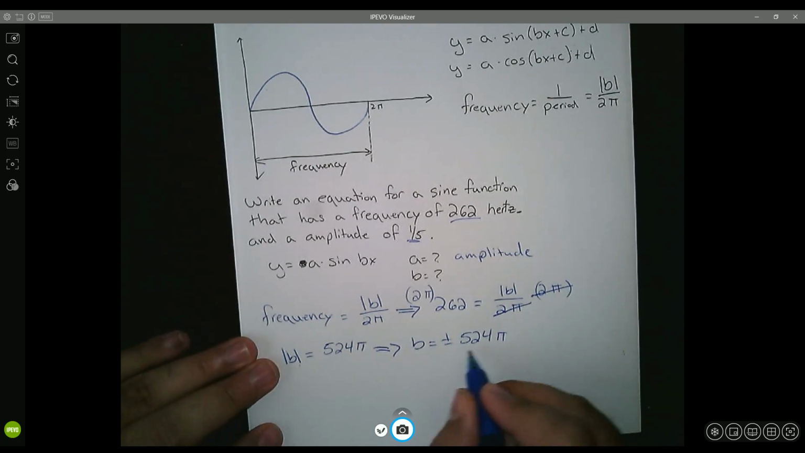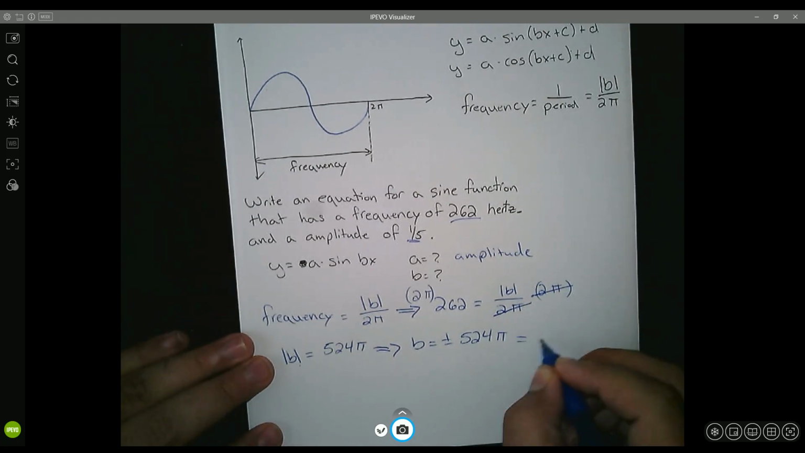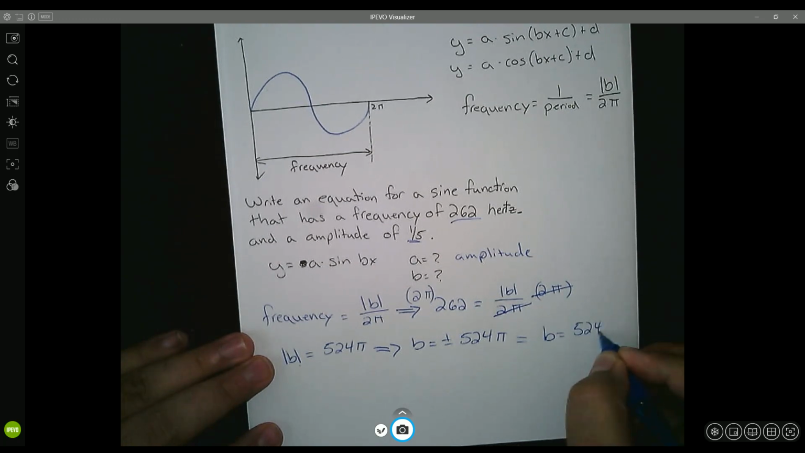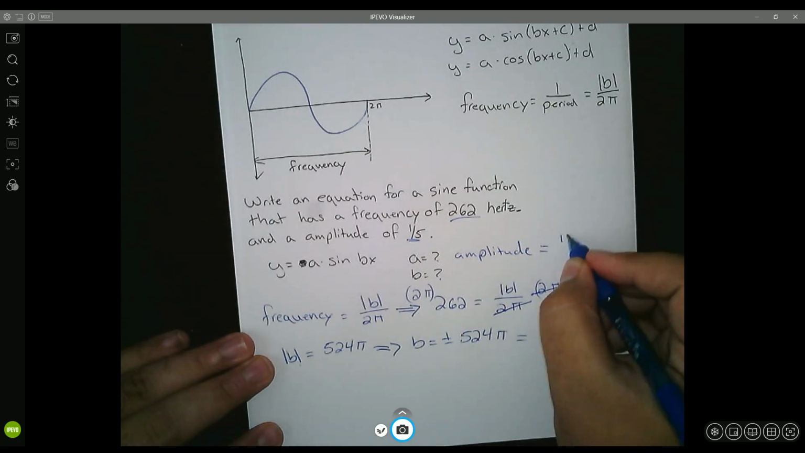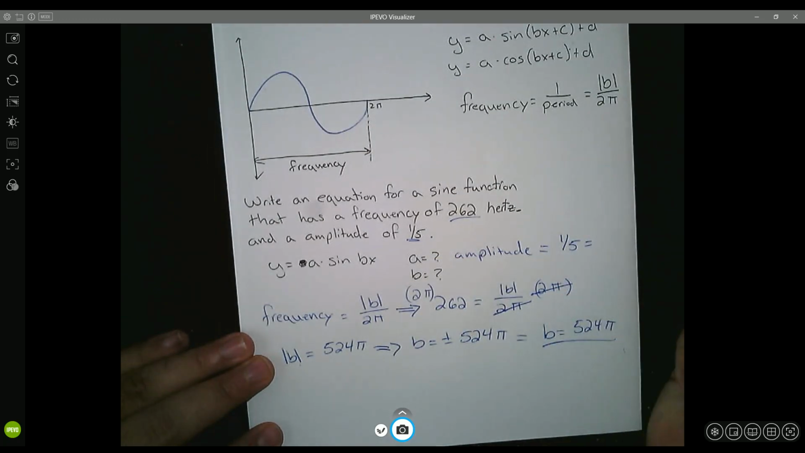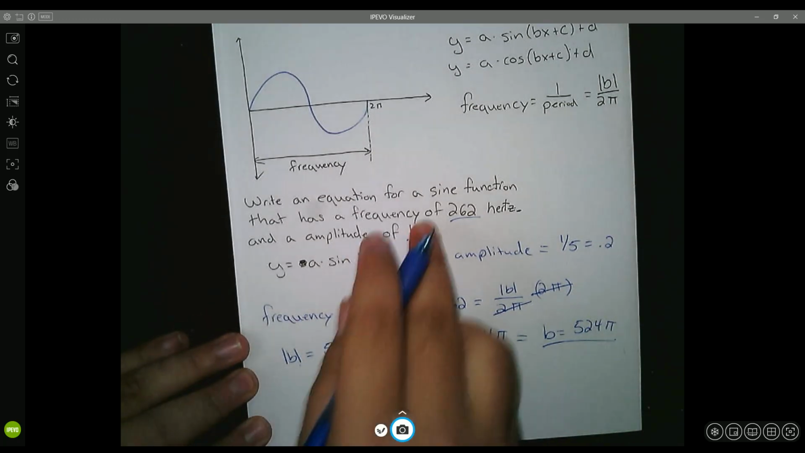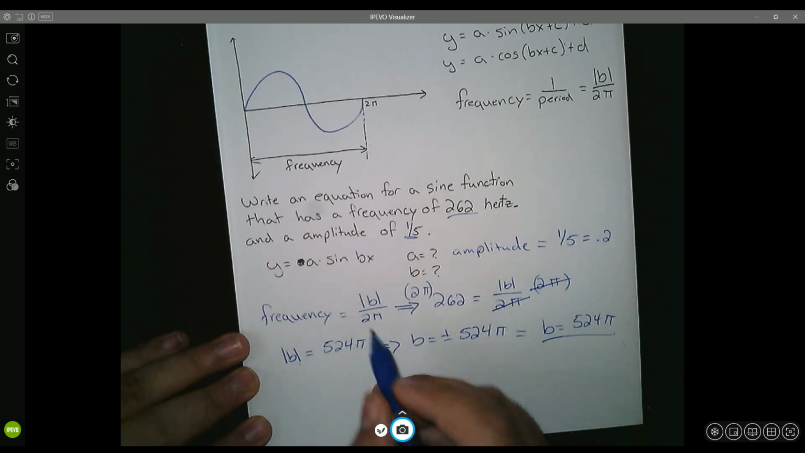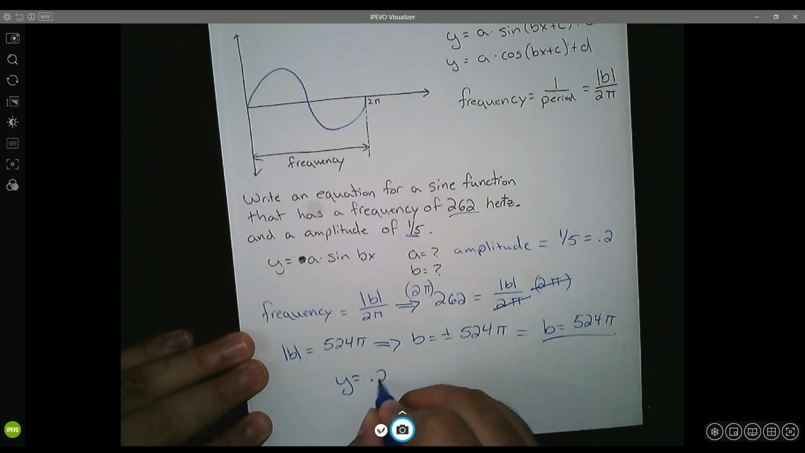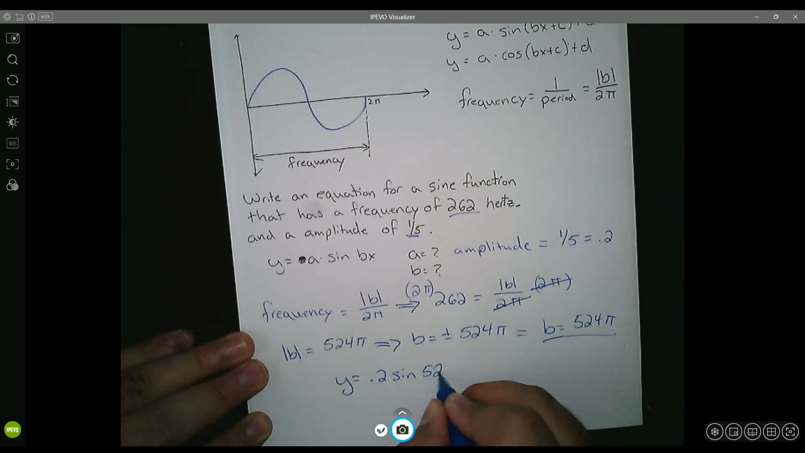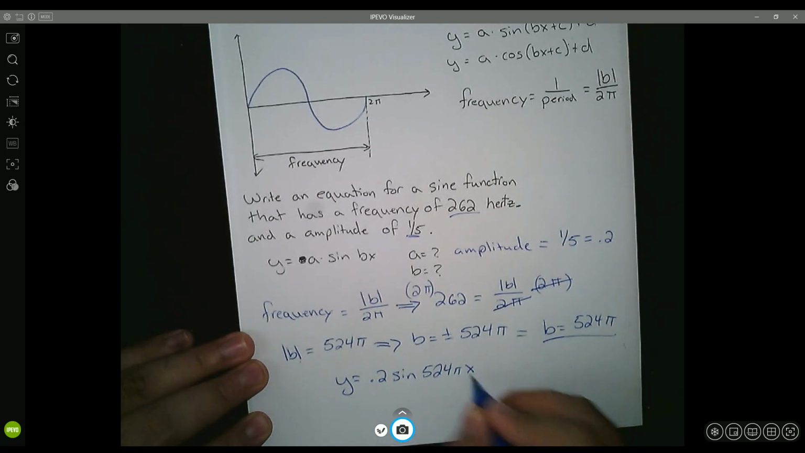So now that we know what b is, we can just say that b is equal to 524 pi, and we say a is the amplitude, which is 1/5, or I'm going to put this in a decimal just to make this a little bit simpler for us, simply 0.2. Since I know what a and b are, I can write the equation. I can plug those into this form. y is equal to 0.2 sine 524 pi x. That is my final answer.